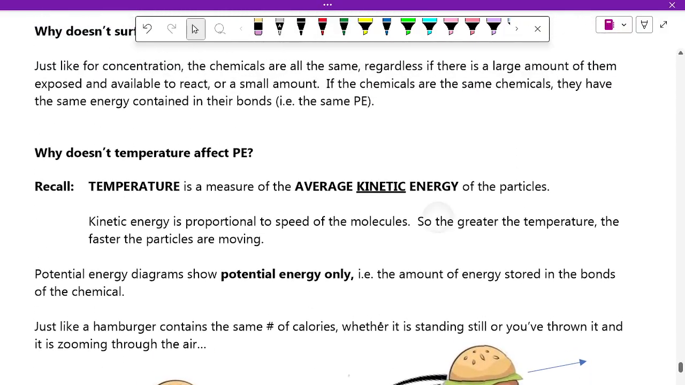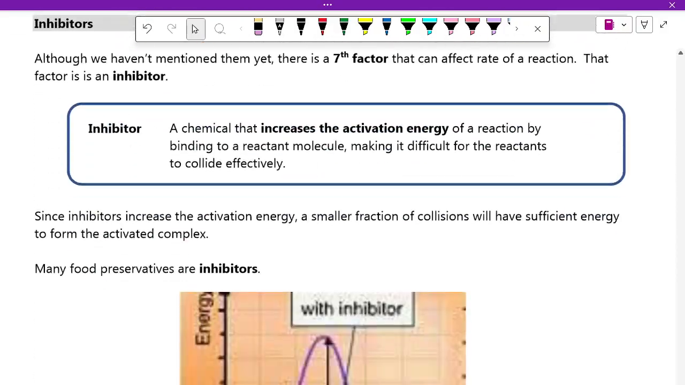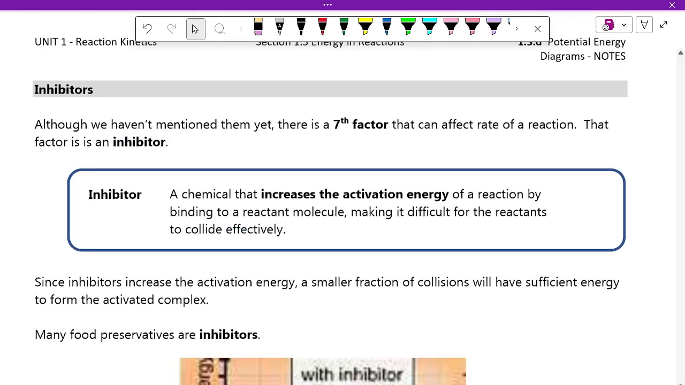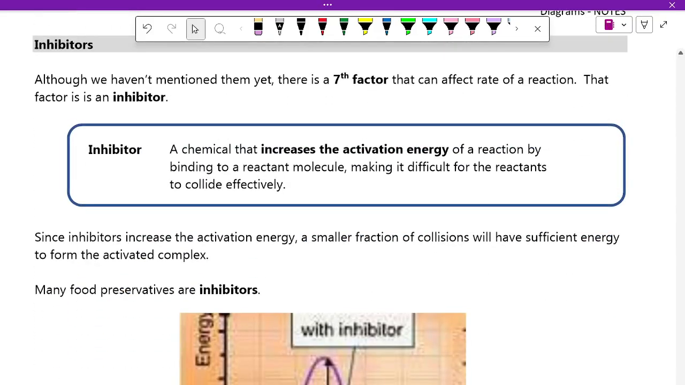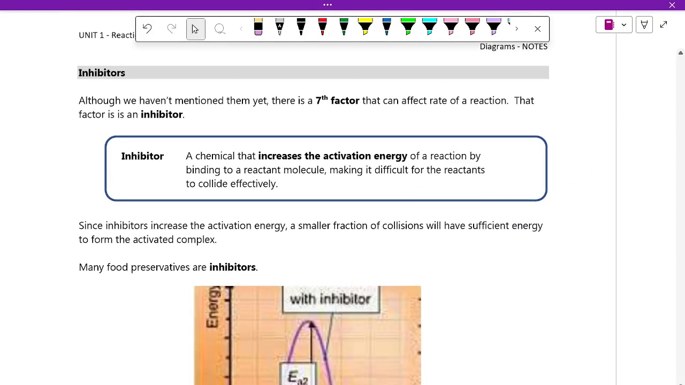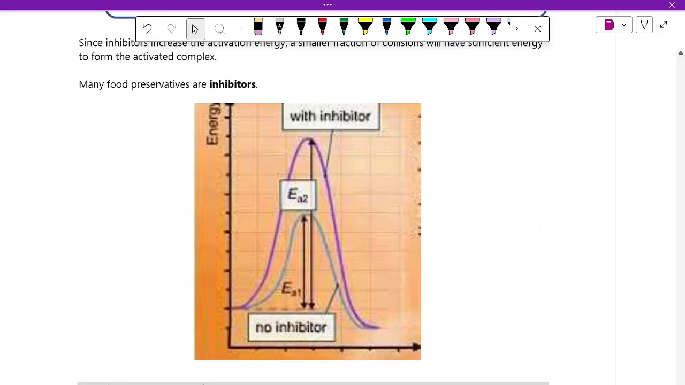No. Okay, here's our inhibitor. This is a graph of an inhibitor. We're now on page 75. And you can just see the graph with the inhibitor. It has a higher peak.